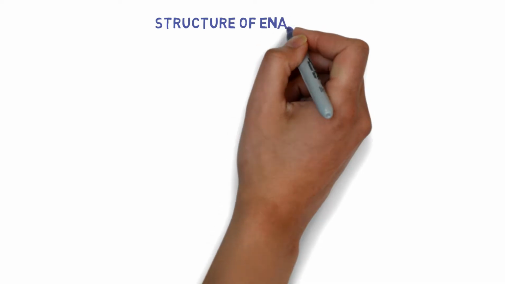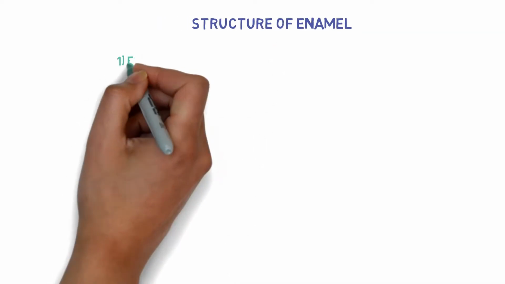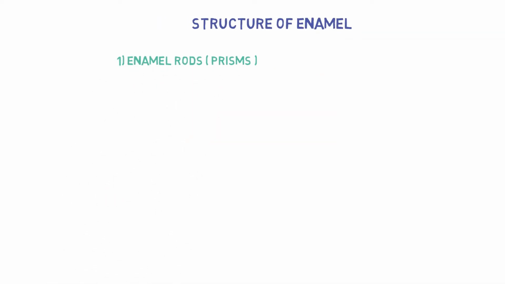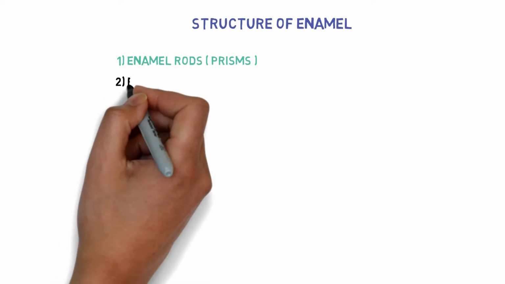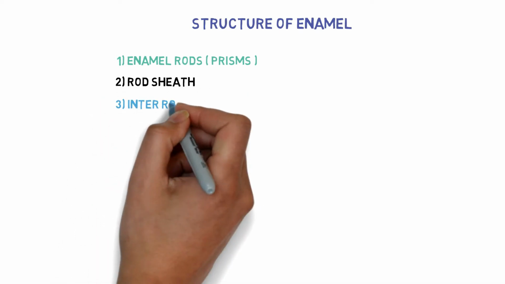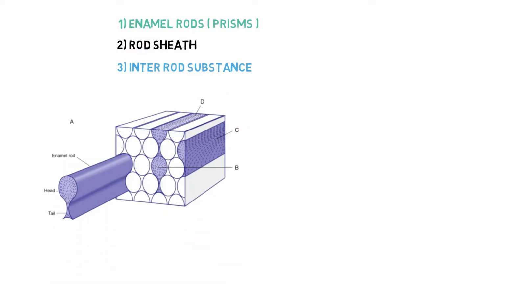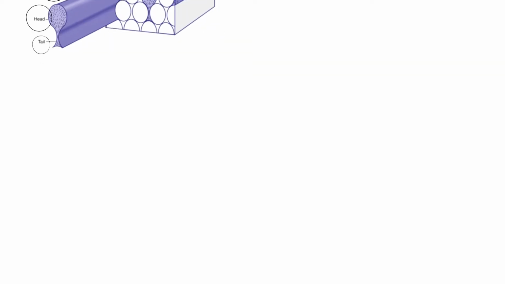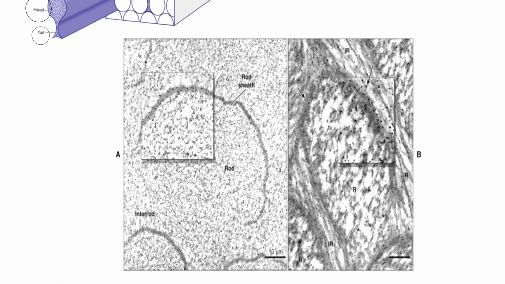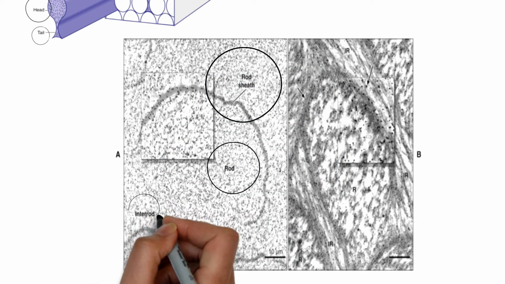Structure of enamel. Enamel consists of enamel rods, also called prisms, rod sheath, and inter-rod substance. An enamel rod has two parts, namely head and tail. This electron microscope picture of enamel shows various structures which are being circled.